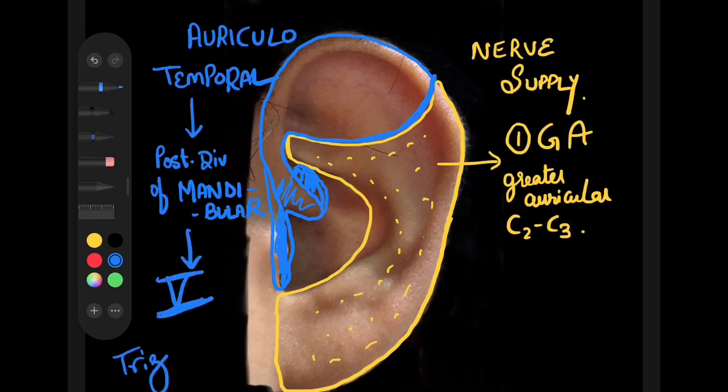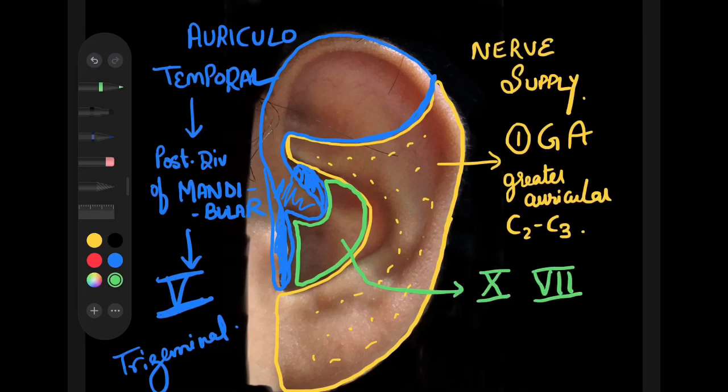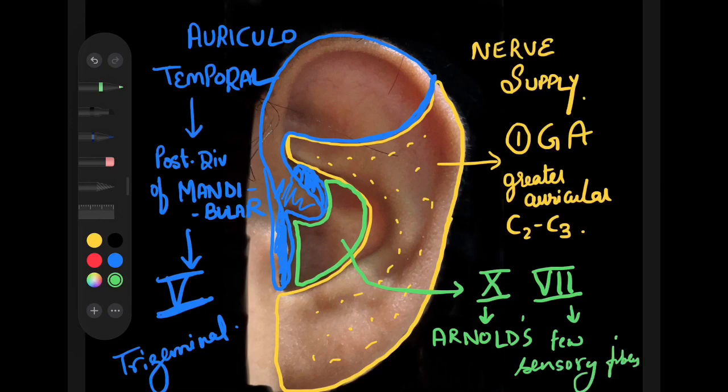Okay, now the depression which is left, that is the concha, along with the posterior wall of the EAC, is supplied by cranial nerve 10 and cranial nerve 7, that is the vagus and the facial. Now, which branch of the vagus? That's Arnold's nerve, and some sensory fibers of the facial.